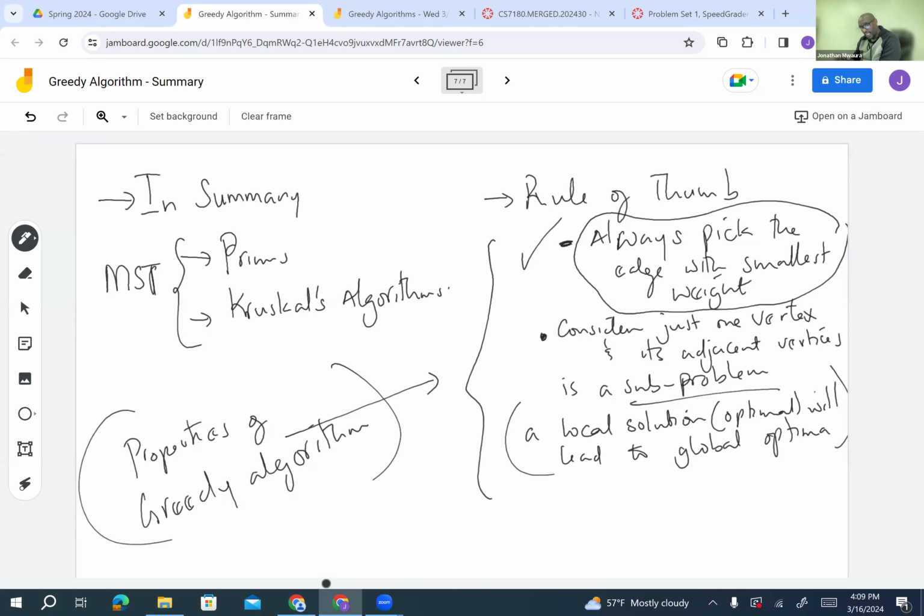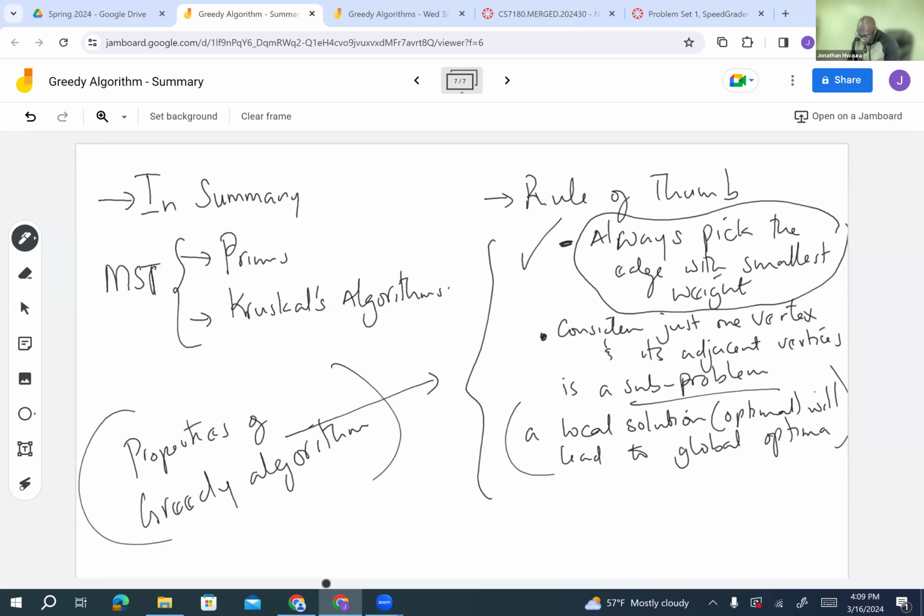And our sub-problem, for example, in a minimum spanning tree, is the idea that we just need to consider one edge that we are going to add to the tree, because the vertex will need to be added to the tree. Just thinking about that particular edge that we will need, that's a sub-problem. And we believe that a solution to that local problem will lead to the global optimum.